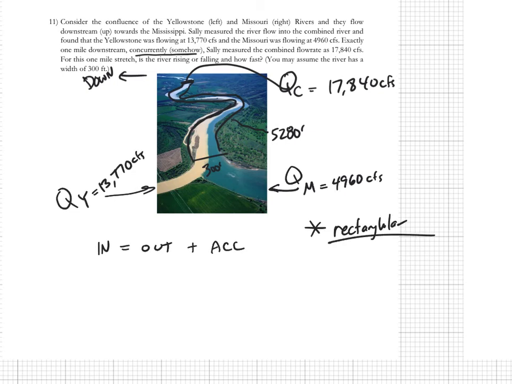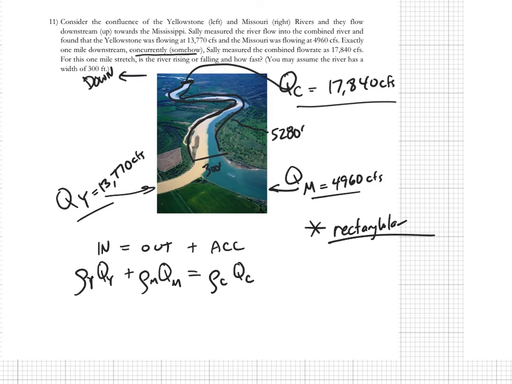Okay, so what's flowing in? Well, rho times Q Yellowstone. That's flowing in right here. We also have this flowing in, plus rho Missouri, Q Missouri. Okay, what's flowing out? Well, this combined is flowing out, equals rho combined, Q combined.